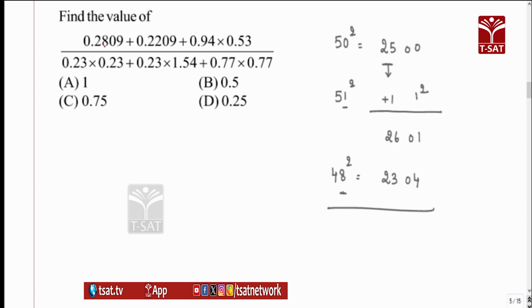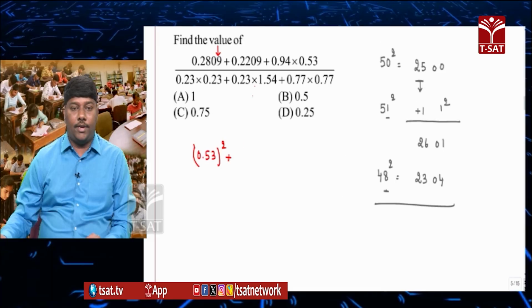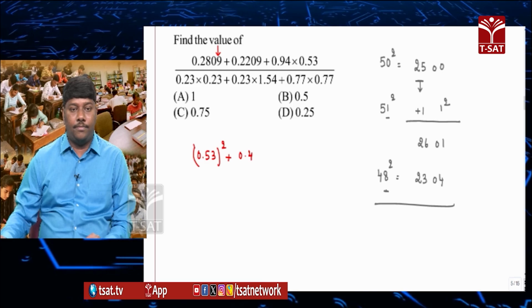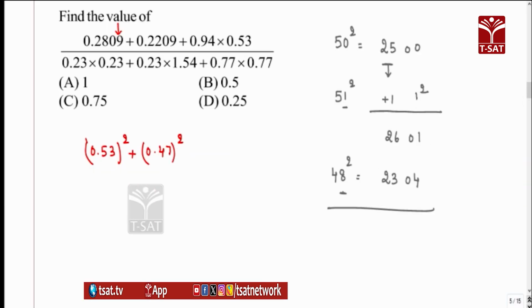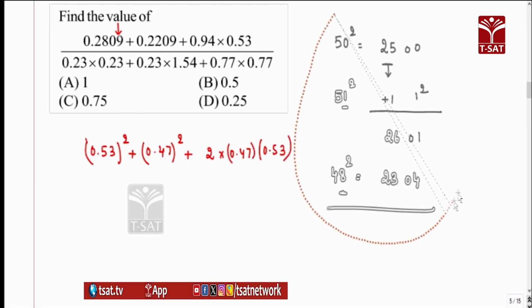Now as of now, look at here, 2809, forget about the point for a second. 28, how much more than 25? It is 3 more than 25, and here 3 square. Therefore, I can say it is 53 whole square. So point is there, therefore I can write it as 0.53 whole square plus, this is 3 less and 3 square, therefore 0.47 whole square plus 0.94, you can write 2 into 0.47 into 0.53.